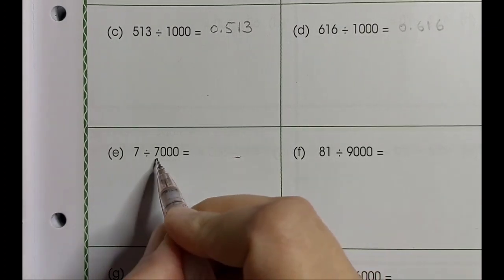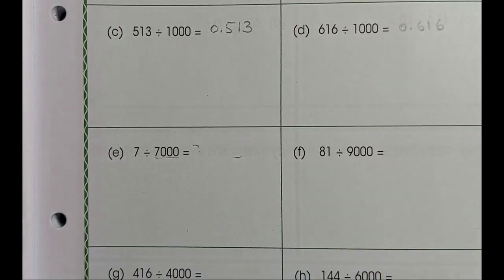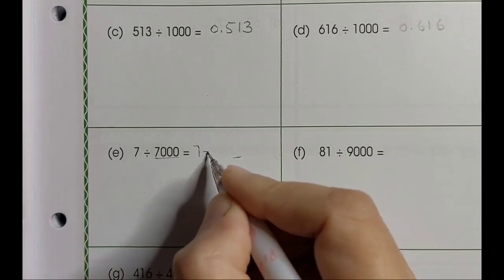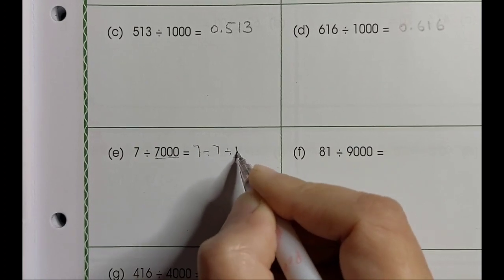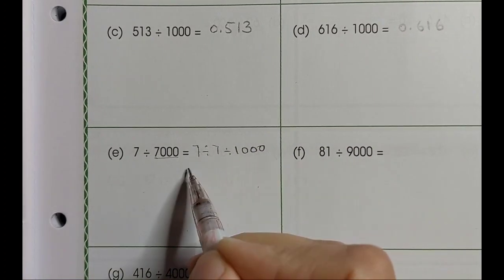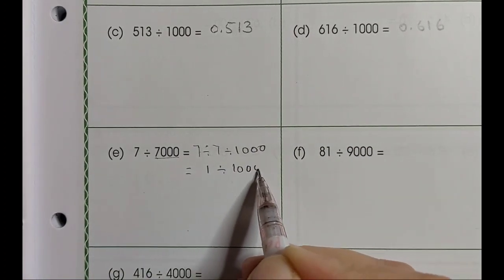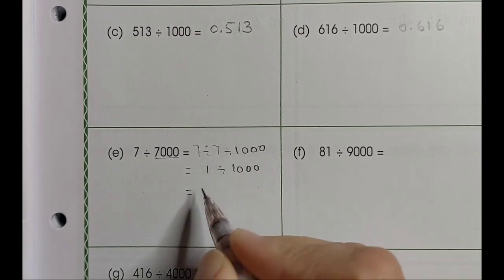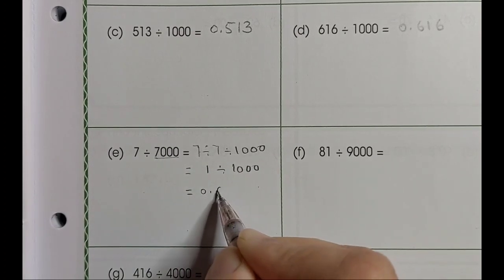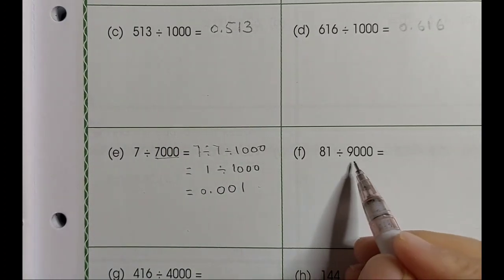Okay. Now part E is 7 divided by 7000. So first of all we have to split this into a multiple of 1000. 7 divided by 7 will become 1, divided by 1000. So how many decimal places? 3 decimal places. It will become 0.001.